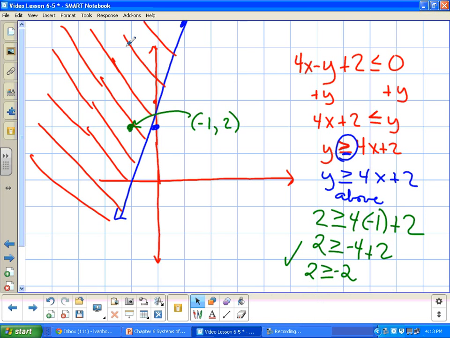So these are the basic steps for solving linear inequalities when we have one inequality in two variables. Tomorrow we will be taking a look at how to do some examples here. You'll be doing some work in class.